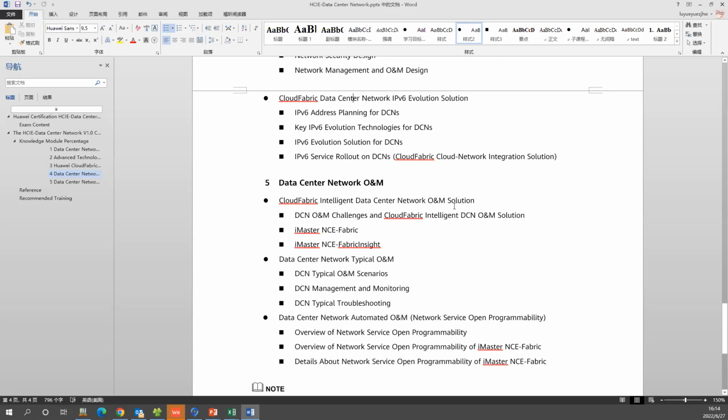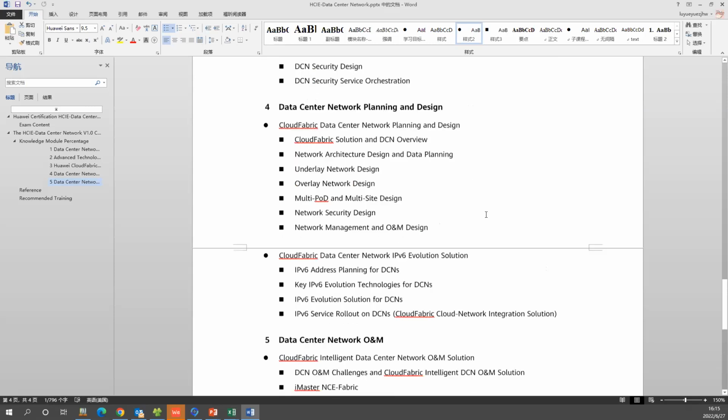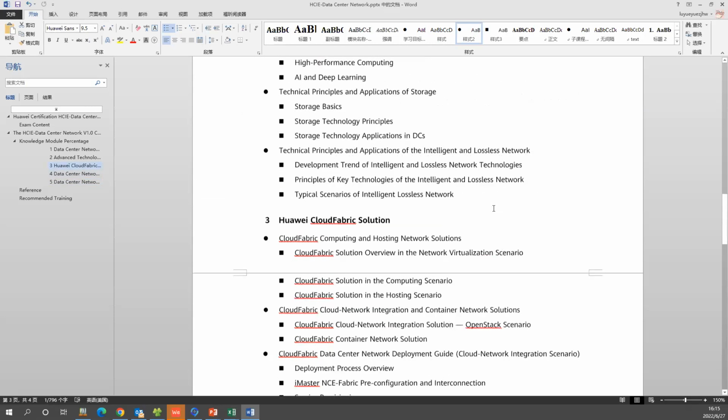We will talk about some intelligent tools used in the cloud fabric solution to do the operation and the maintenance. And also we will talk about the typical scenarios that use the intelligent tools or use some traditional tools to maintain our DCN. And finally, we will talk about how to automate the O&M of our DCN. So this is the whole information about our exams.